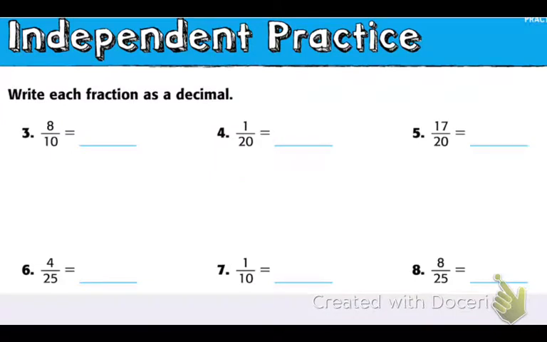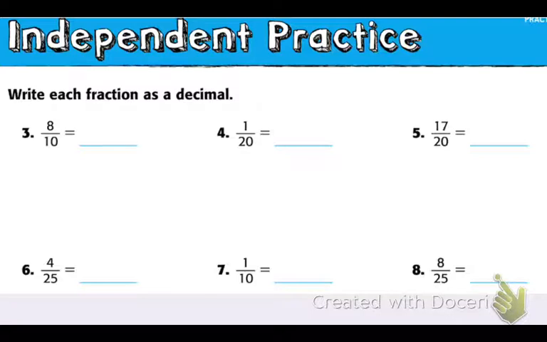All right, independent practice. Write each fraction as a decimal. Remember, we're trying to do step 1. Can we make the fraction have 10, 100, or 1,000 as the denominator? Let's look at problem number 4.